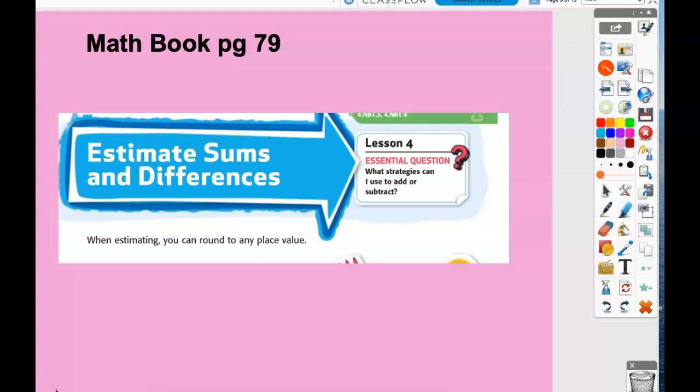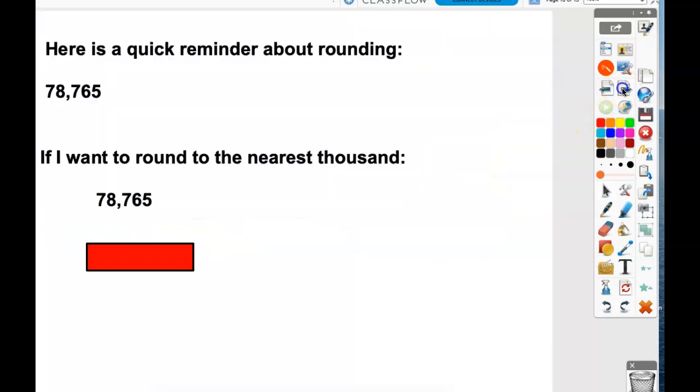All right, so if you're back here with me and you're on page 79, you know that our lesson today is to estimate sums and differences. Now, let's remember, sum is when you're getting the answer to an addition problem. And differences would be when you're getting an answer to a subtraction problem. One of the things that we're going to do today is learn to estimate. If you remember back in chapter 1, we did talk about how to round the numbers. And that's one of the things that we're going to do today, because if we can round a number, then we're going to be able to estimate our sums and differences.